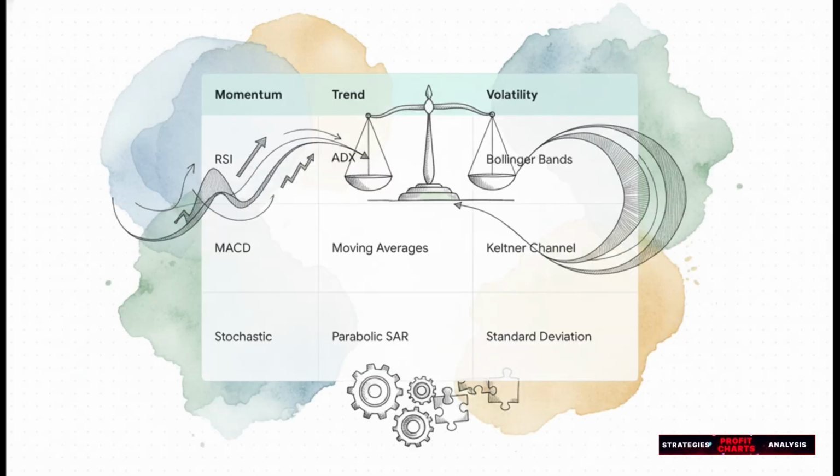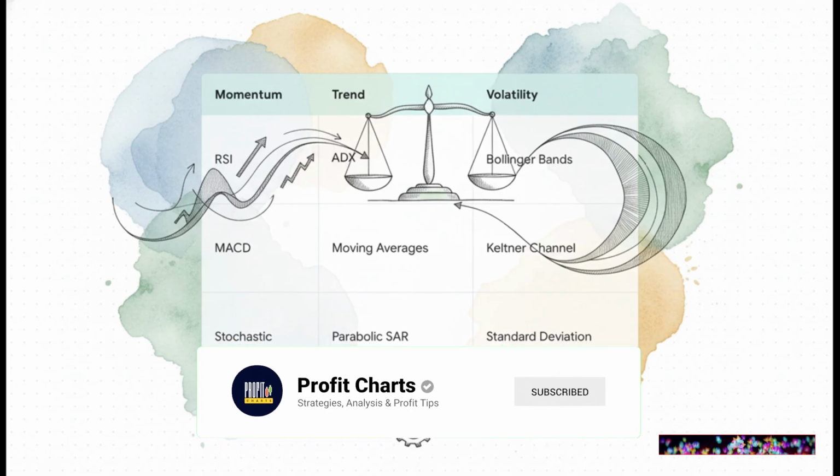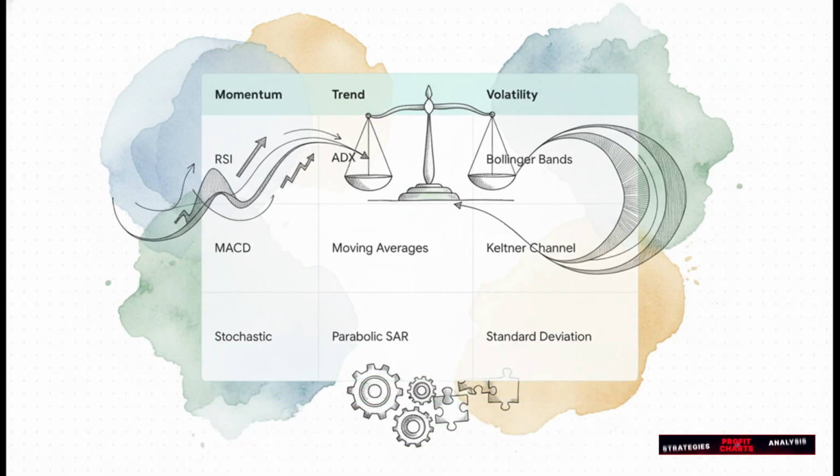And this table here, it lays it all out perfectly. To build a balanced system, you don't pick 3 from the momentum column. No way. Instead, you create a team. Maybe you grab an RSI from momentum, an ADX from trend, and Bollinger Bands from volatility. This setup makes sure you're getting a multifaceted view. The bottom line is, your tools should debate each other, not just blindly agree.